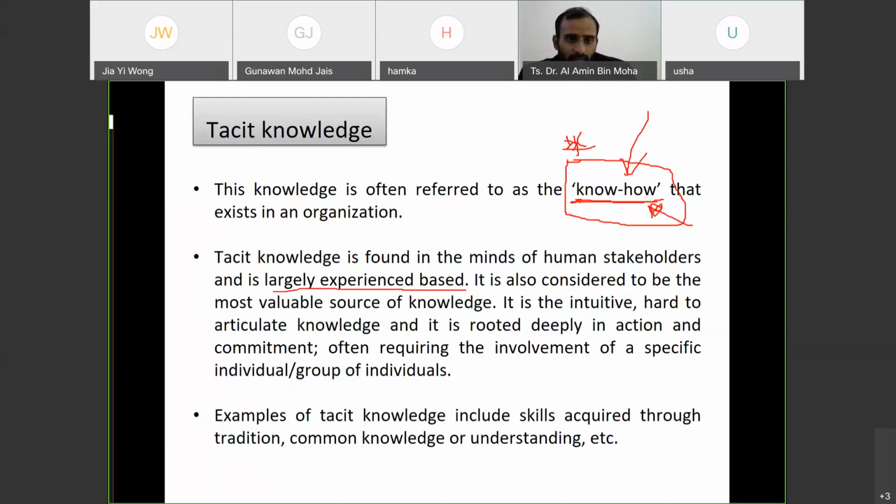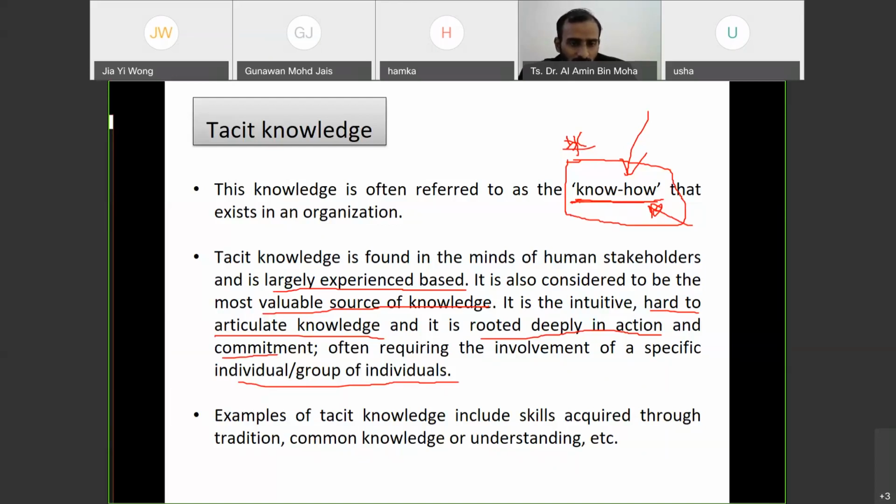It is also considered to be the most valuable source of knowledge. It is the intuitive, hard to articulate knowledge, and it is rooted deeply in action and commitment, often requiring the involvement of a specific individual or group of individuals. Okay. So what are the examples of this tacit knowledge?